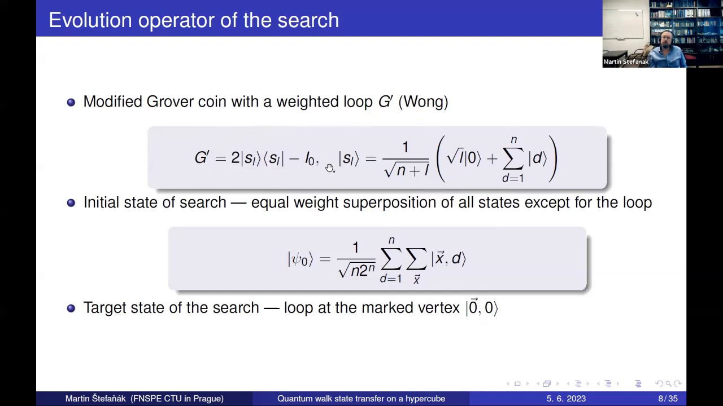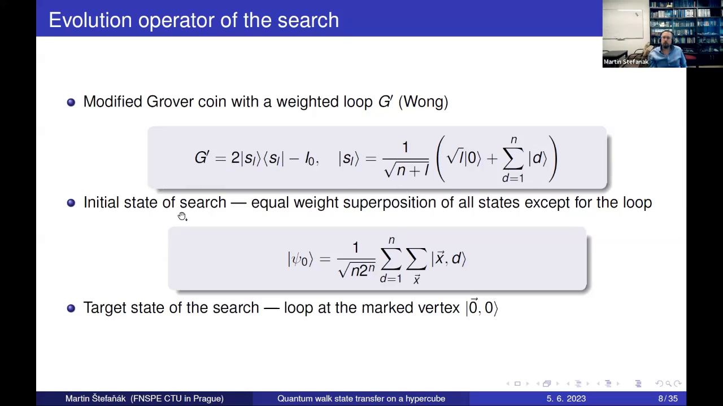So it has a similar shape. We have twice the projector on some state minus identity. So this is again a unitary operator, and this state is the superposition of all basis states, of all the directions, plus the loop, which has some weight l. And of course, it then also has to be normalized to have unit norm. So this is the coin operator on the marked vertex.